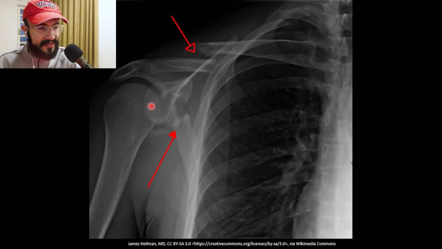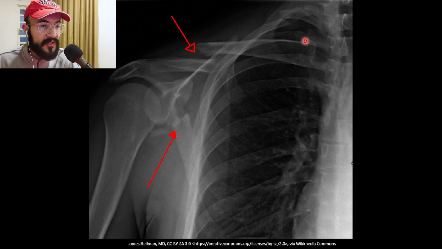Now in step 2 we assess the joints. The glenohumeral joint here is normal, the AC joint is normal, the SC joint is normal also. Now in step 3 we assess the soft tissues, and we can see that we have a bulge forming here, but other than that the soft tissues are normal.